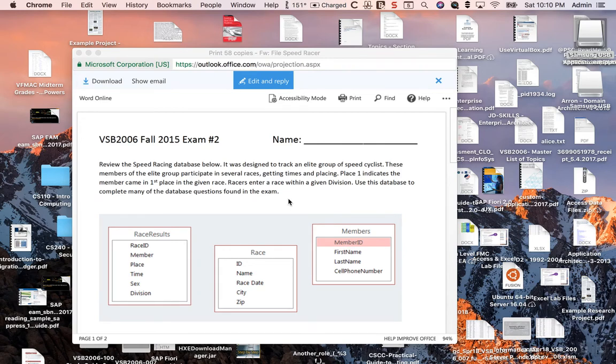Okay, so what I want to do is walk through a couple of the examples of the queries that we saw on exam number two, just to give you a sense of looking at the stuff and trying to get an approach of how to work your way through these things.